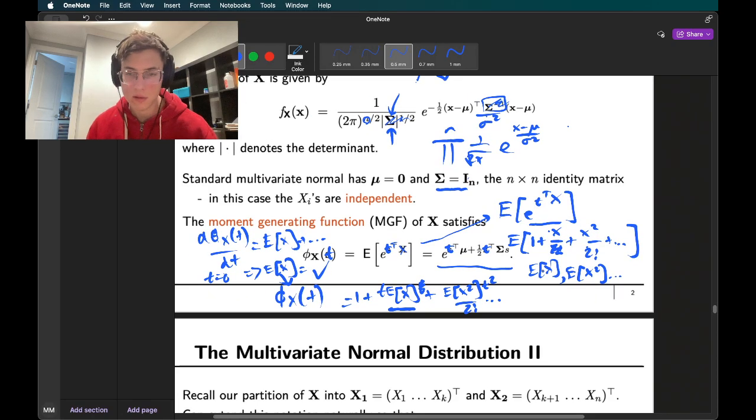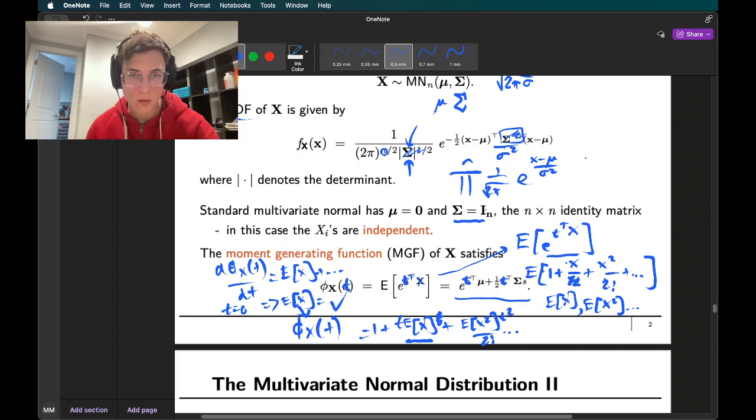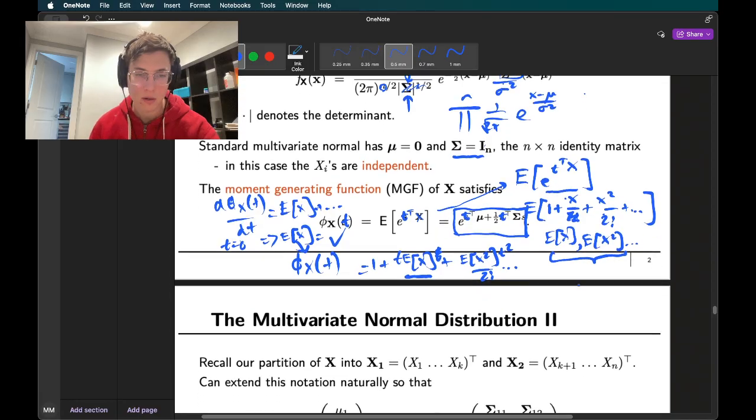And so knowing that uniquely determines the random variable that we have. So that's why this moment generating function is important, because we can take the derivatives of this function to determine infinitely many of these values, expectation of x squared, etc.